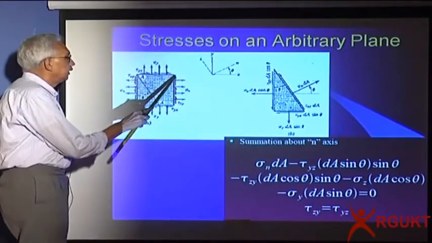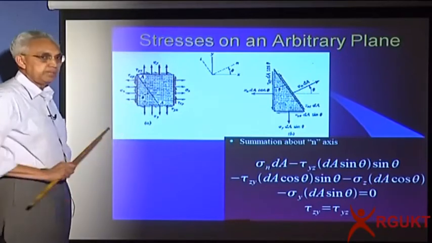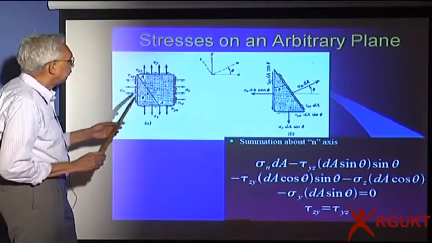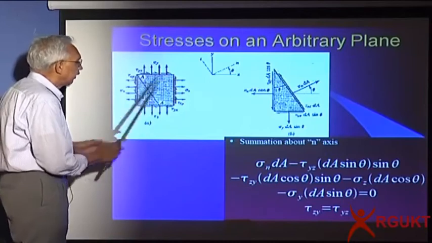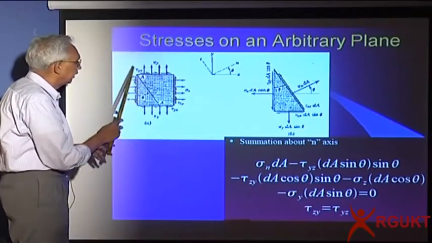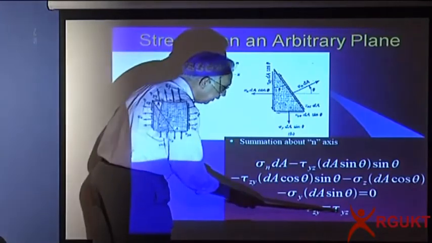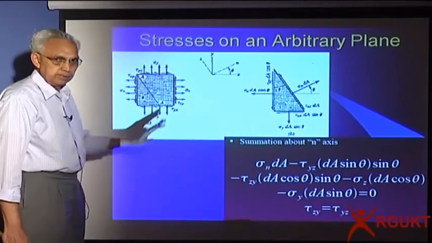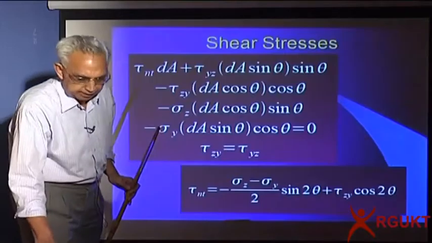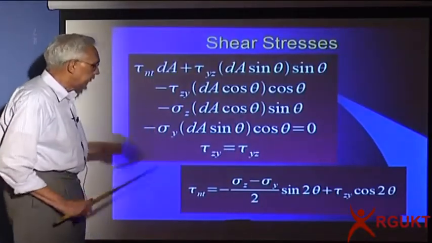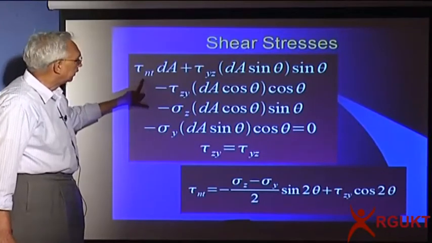We also know that if I take moments about the center, the shear stresses will all have to be equal on orthogonal planes. Please remember, if I take moment, sigma x into this area will give me a counterclockwise moment, this will give you the opposite direction. So because of moment equilibrium, I get that the shear stresses are all equal. So all I'm trying to say is that we resolve the forces into n and tangential directions, and here is how we satisfy force equilibrium in the tangential direction.